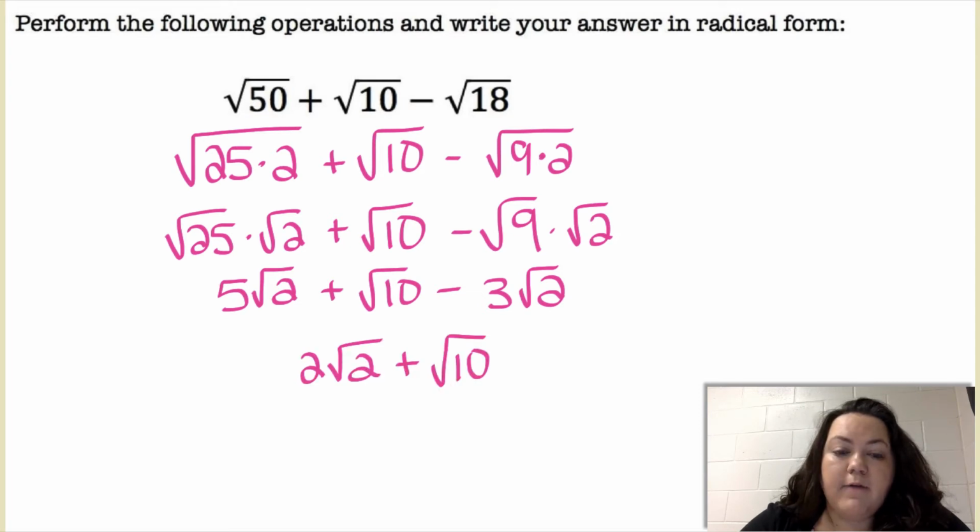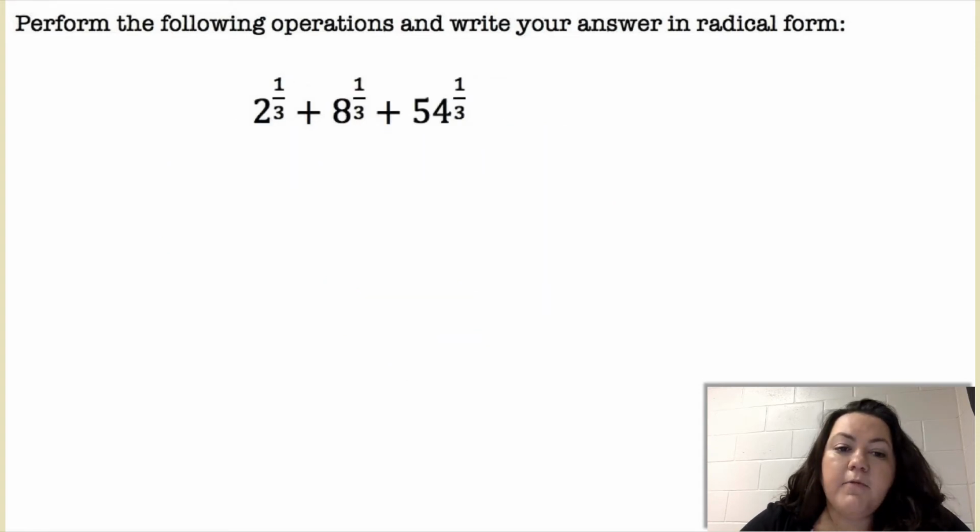So I'm going to have 5 minus 3 is 2 square roots of 2 plus 10. And that's it. That's as far as I can go. All right, perform the following operations and write your answer in radical form. So now it's with rational exponents. I have 2 to the 1/3 plus 8 to the 1/3 plus 54 to the 1/3.